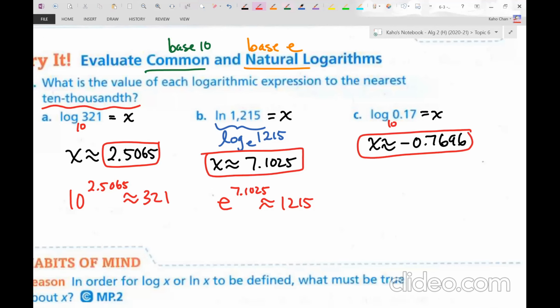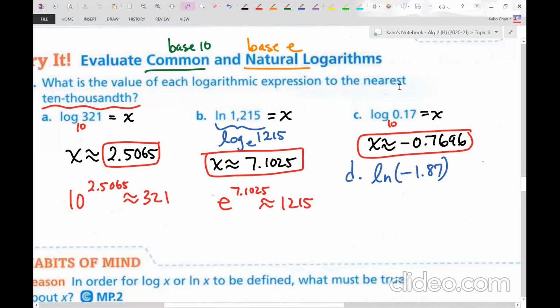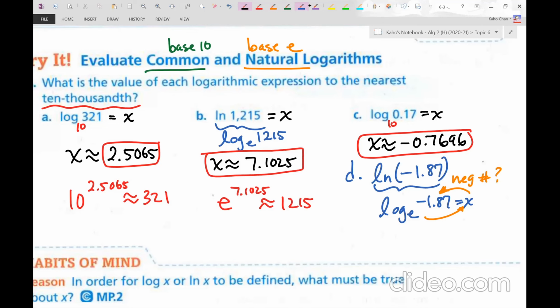I want to throw in one more example, folks. Find the natural log of negative 1.87. Think about what this is. This literally means I want you to find the log base e of negative 1.87 equals x. Could you bring e, 2.7, to a power and get a negative answer? The answer is no. That can never happen, which means for D, the answer is error or no solution.